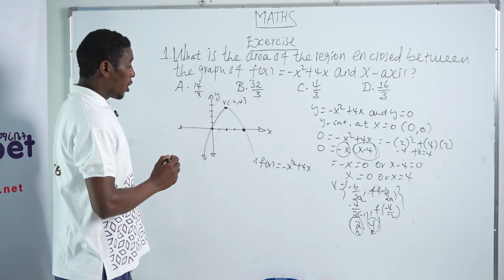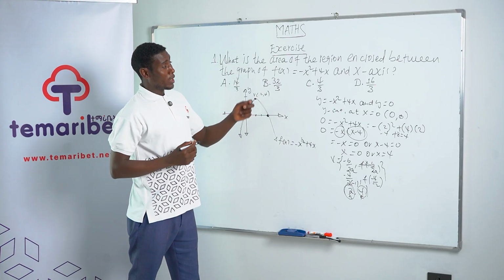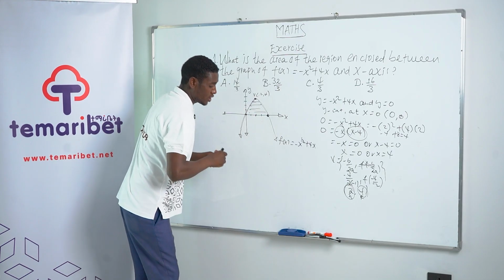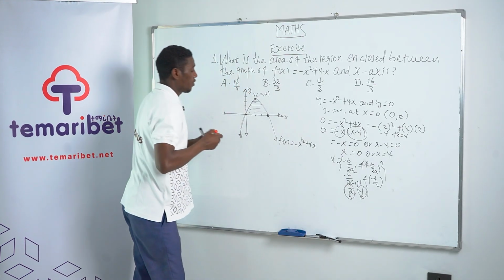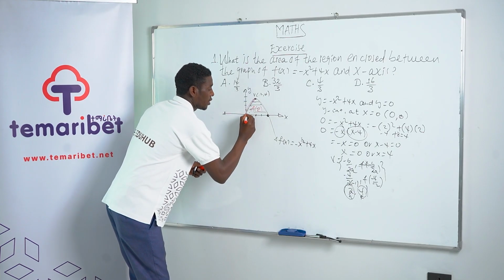So the region that's bounded by y equals 0 and f of x, or y equals minus x squared plus 4x, is this region. This one is the area of the region.